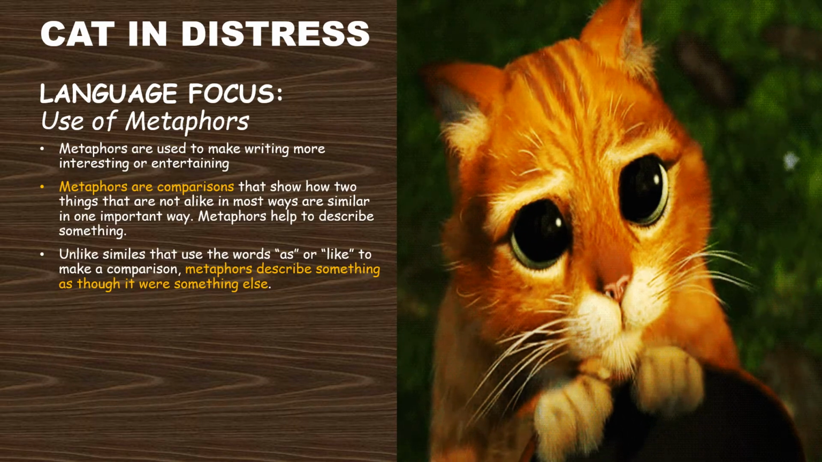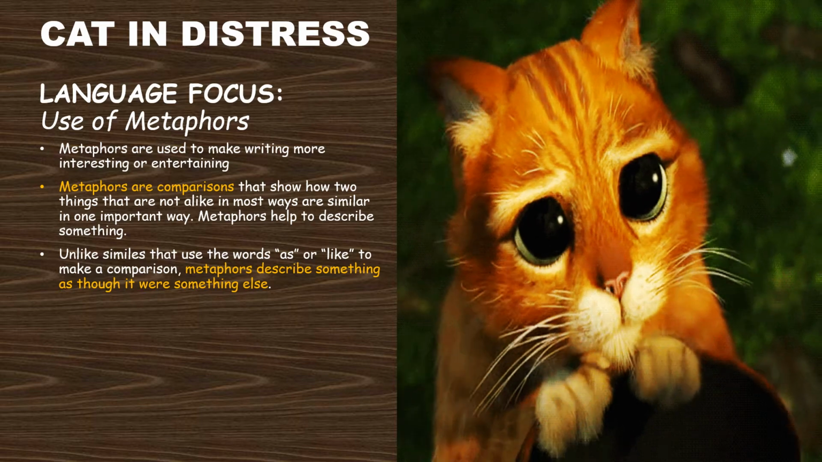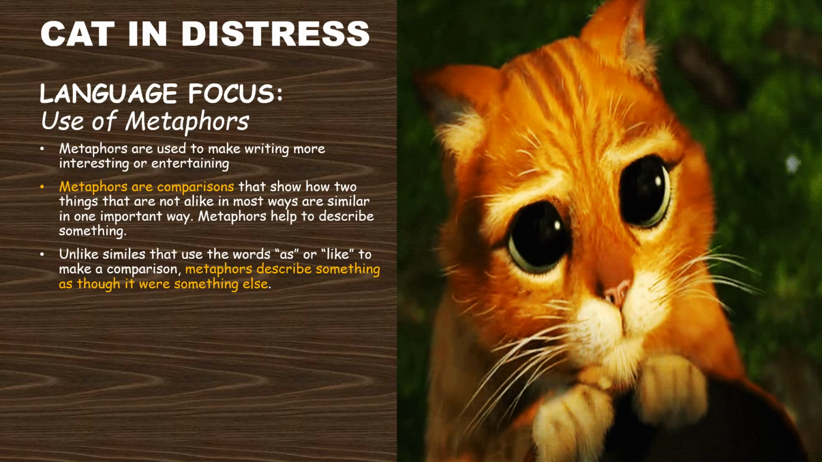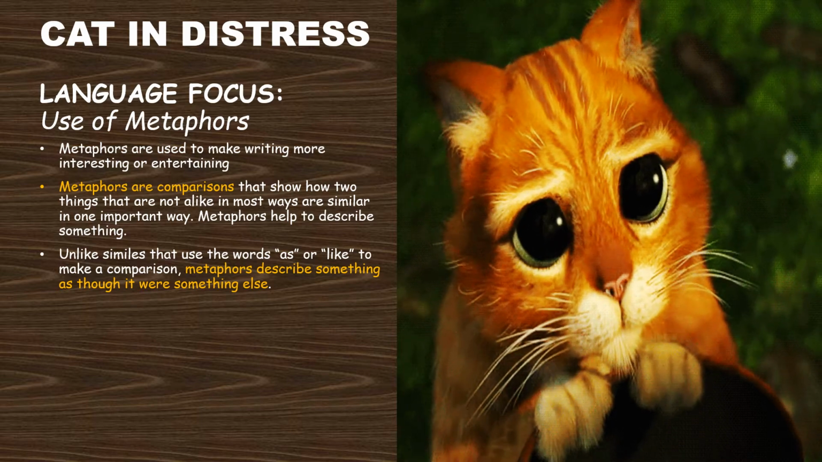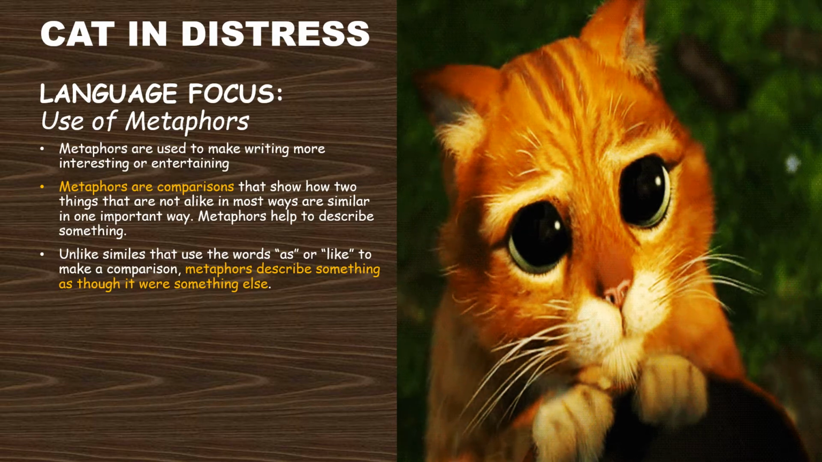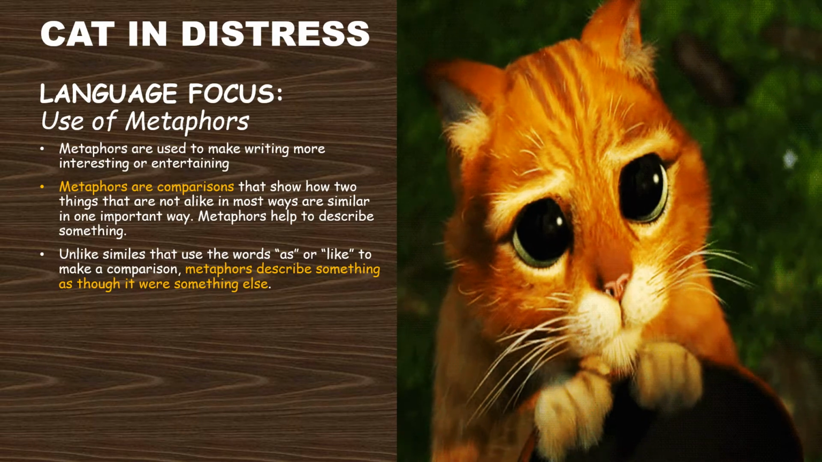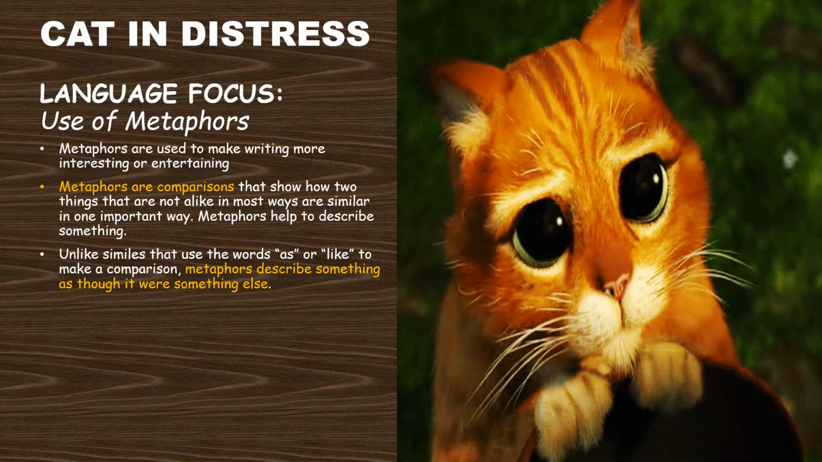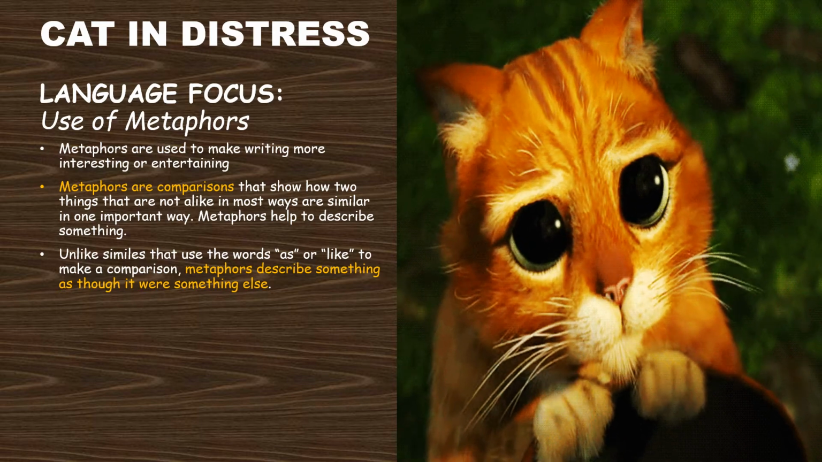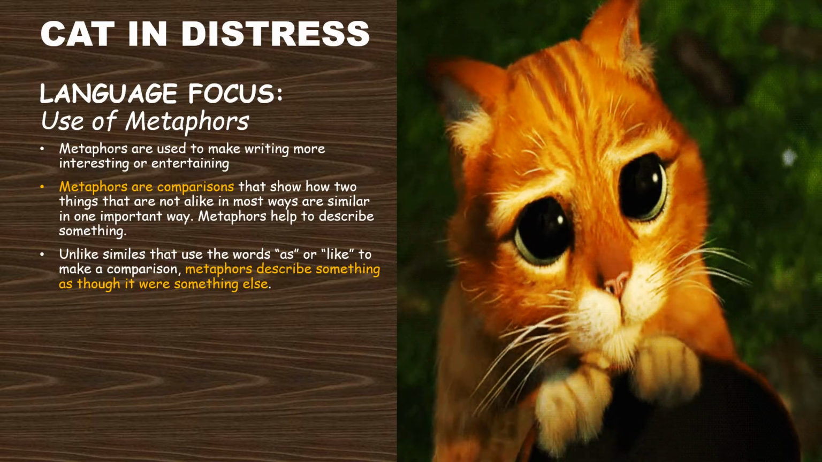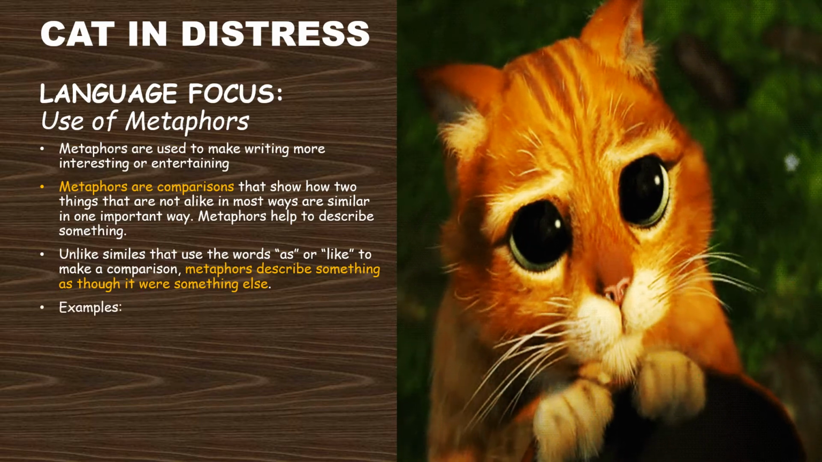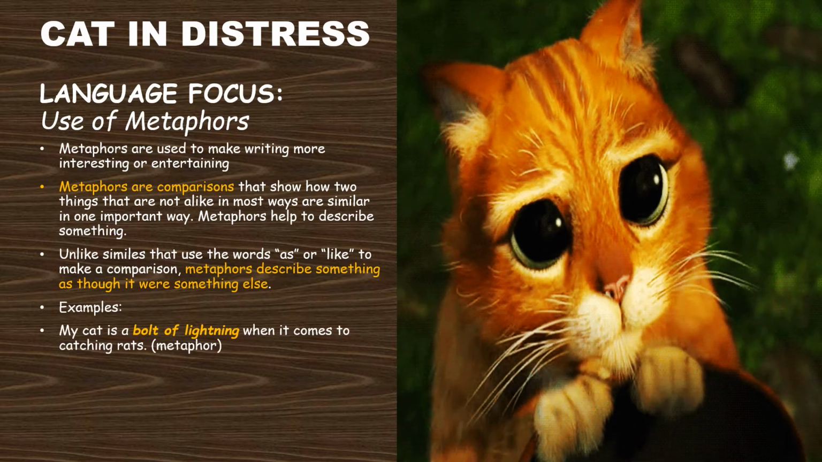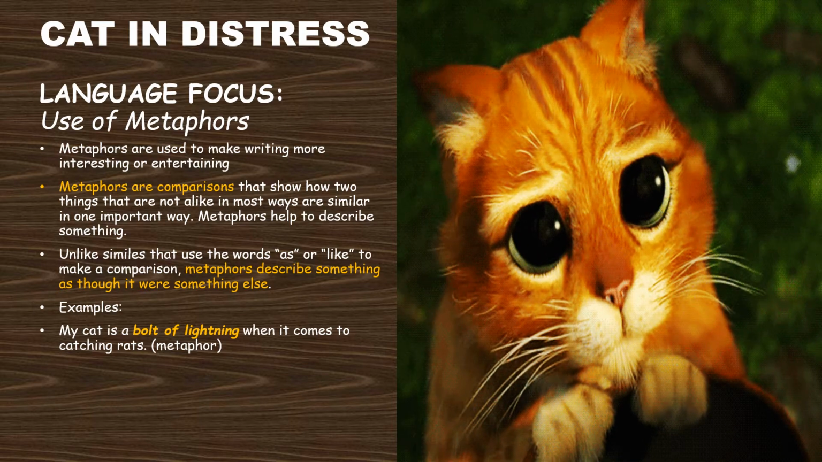Metaphors are comparisons that show how two things that are not alike, that means they are not the same in most ways, but are similar in one important way. And metaphors help to describe something. And unlike similes that use the words "as" or "like" to make a comparison, metaphors describe something as though it were something else. Now for example, my cat is a bolt of lightning when it comes to catching rats.